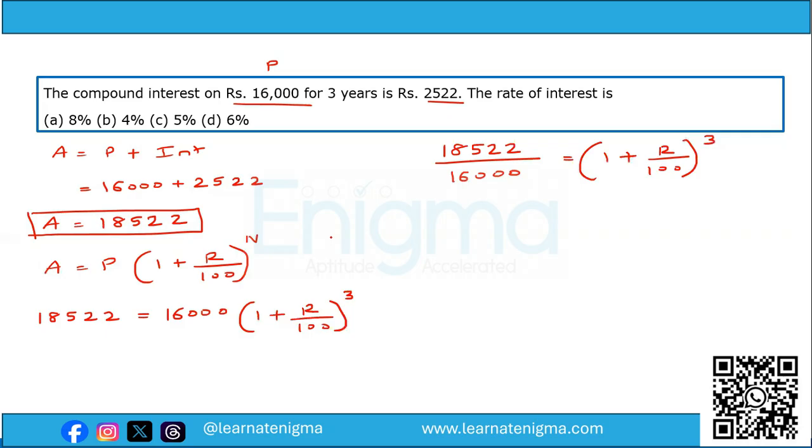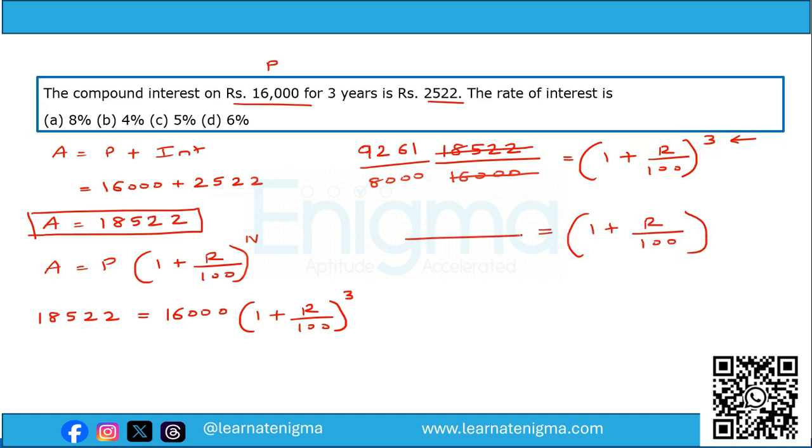Now, if we divide the left hand side by 2, we get in the numerator 9261 and in the denominator 8,000. Now, on the right hand side, you can see that it is raised to 3. So, if we take cube roots on both sides, we will get 1 plus r by 100 on the right hand side and 21 upon 20 on the left hand side.